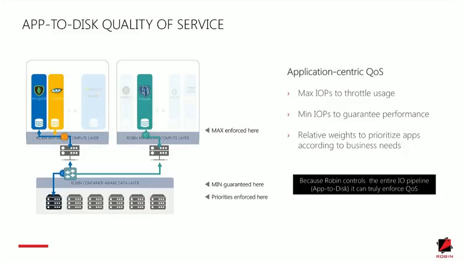A lot of hardware providers say they can provide quality of service, but they do not. You have to do a lot of scrambling and find out which volume maps to which application and then turn QoS on. But with Robin, because we have the entire visibility from the application to the disk, we help you set QoS at each layer of your application.